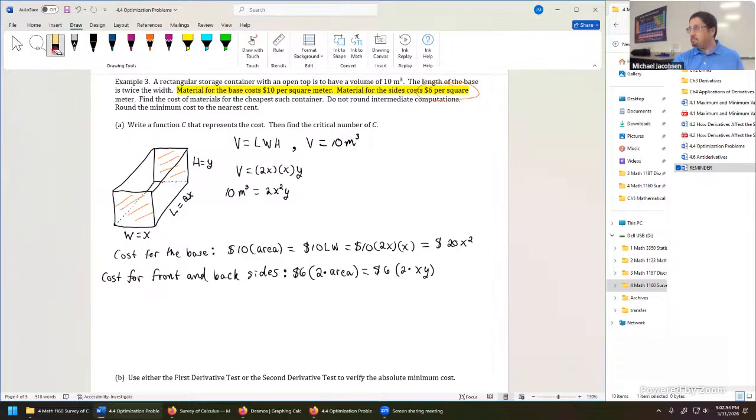So there's the area. And actually, sorry, let me rewrite this just for the sake of making this parallel: we're taking the width times the height. Let's then substitute in. So the cost for our front and back sides is going to be $6 times 2 times width, which is x, times height, which is y. And so we get 12xy for the front and back sides.